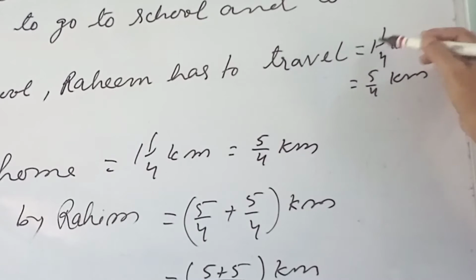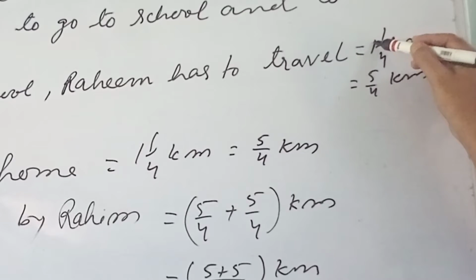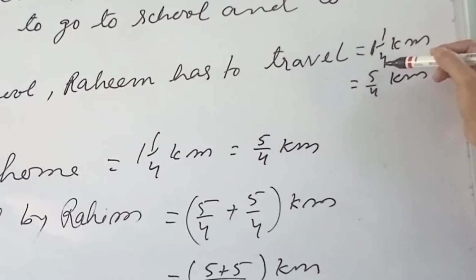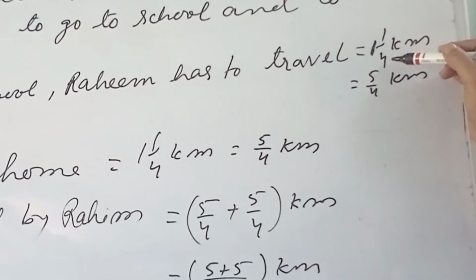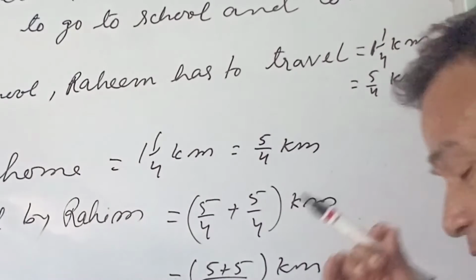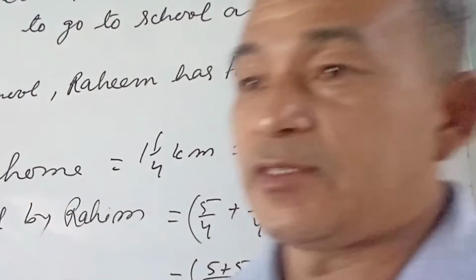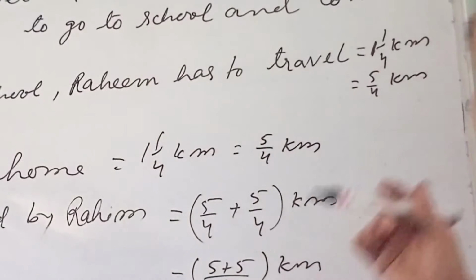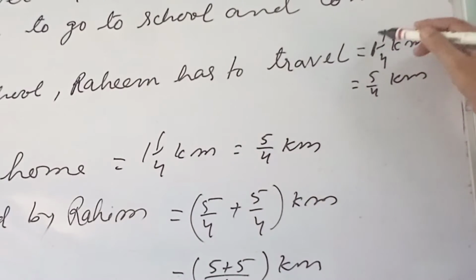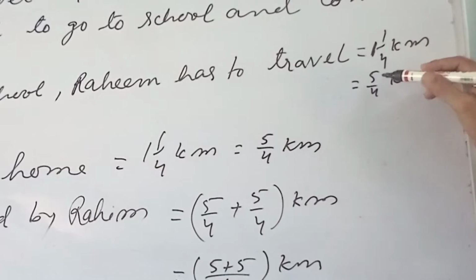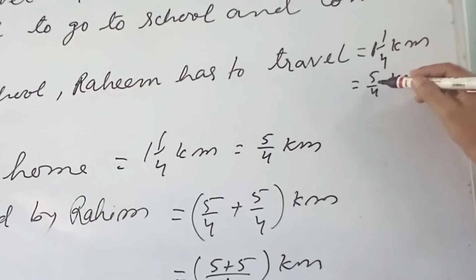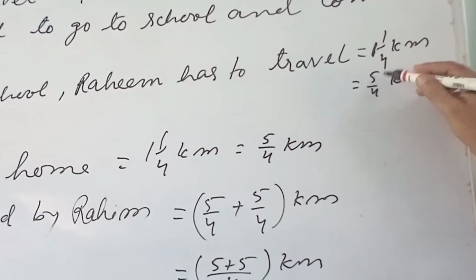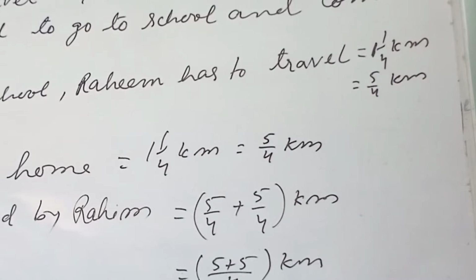It's very easy. This is a mixed number. A mixed number is a combination of a whole number, here it is 1, or you can say natural number 1, and a fraction. So this is a mixed fraction. For calculation, you need to change it into an improper fraction. An improper fraction means a fraction where the numerator is bigger than its denominator.